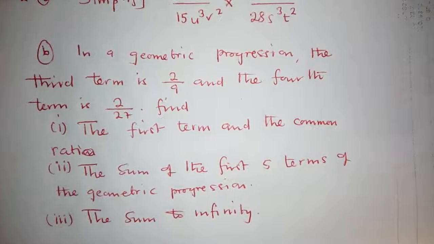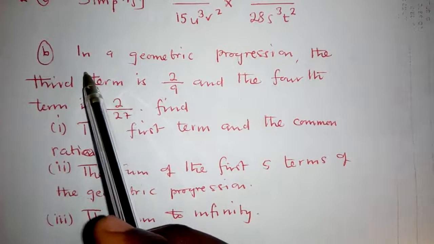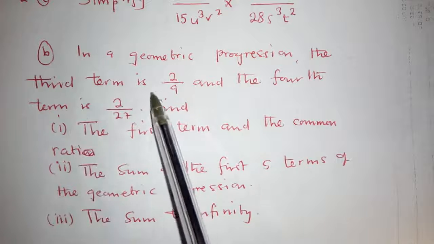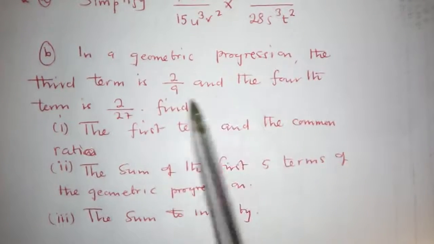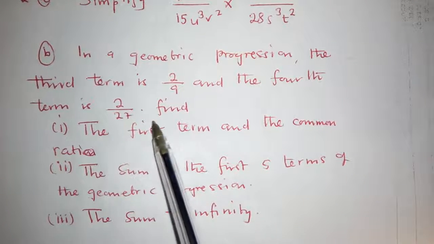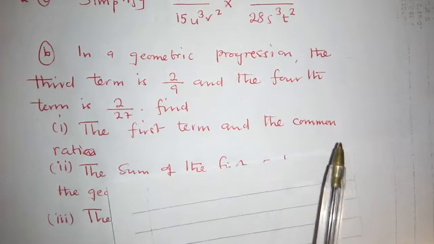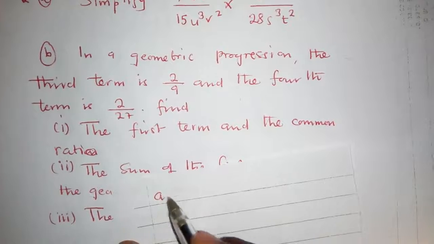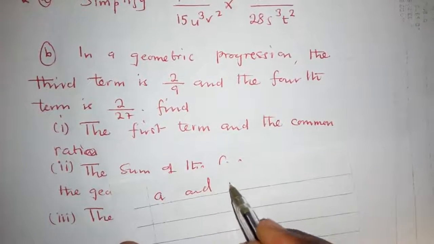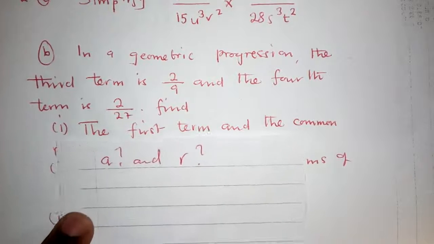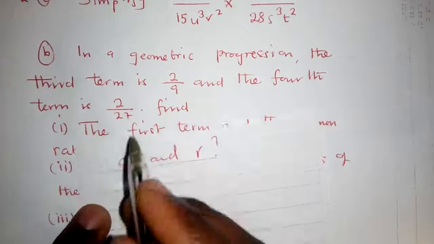So question 2 is over here, 2b. They've given us a geometric progression, and they say the third term is this, and then the fourth term is over here, and then they say find the first term and the common ratio. So we want to find a and r. We want to find these two things, a and r. So what we basically do is we follow the statement.